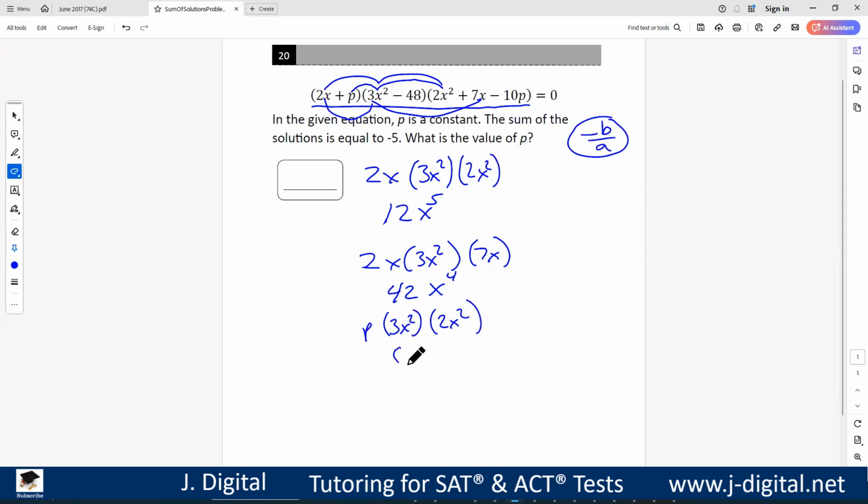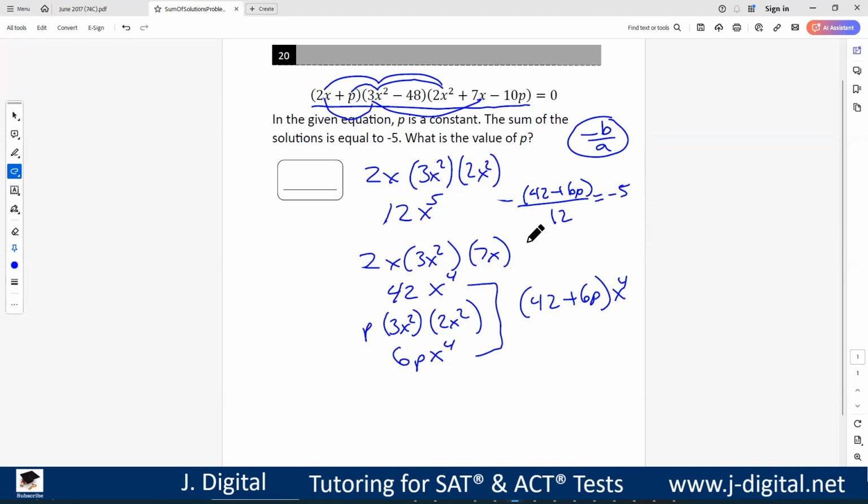Okay, and that'll give us 6p x to the fourth. Okay, so we need to combine x to the fourth. That'll give us 42 plus 6p. Okay, so now if we do our negative b over a, that's going to be negative (42 plus 6p) over 12. That's going to equal the sum of our solutions, which is negative 5.